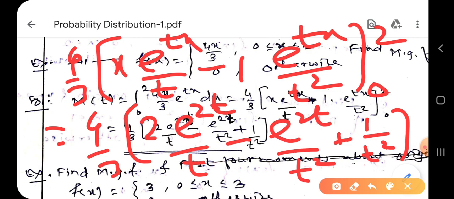Now we will see the relation between moments about the origin and moments about the mean. Already we know the relation, but how to solve and how to find the answer, that we will see in our next lecture.